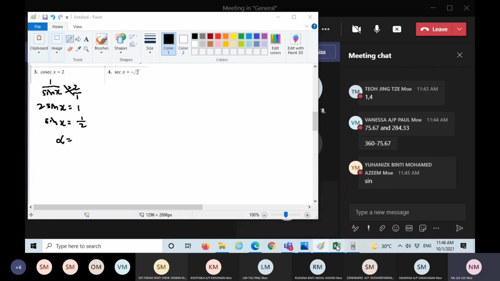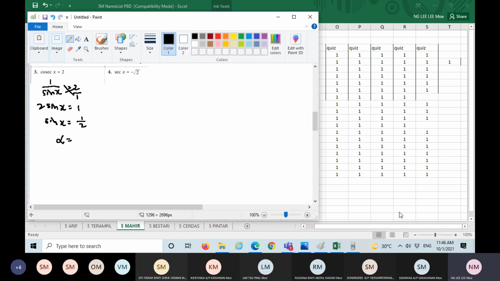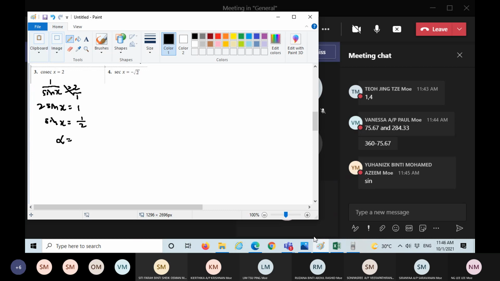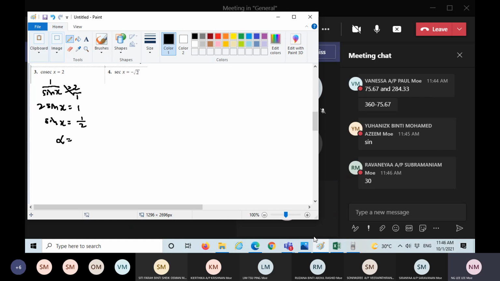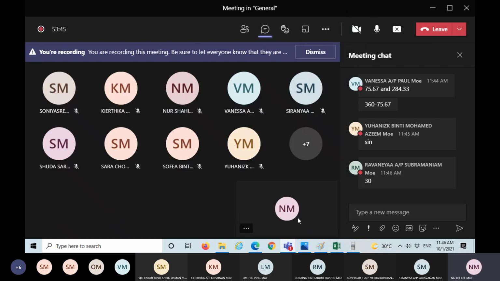I will come back to the earlier one. Two more girls have not answered yet, Ravania and Sudha. Ravania first. What is the alpha? Ravania, still here? Okay, shift sine 0.5, so you get 30. Test and see. Shift sine 0.5, I get 30. Very good.